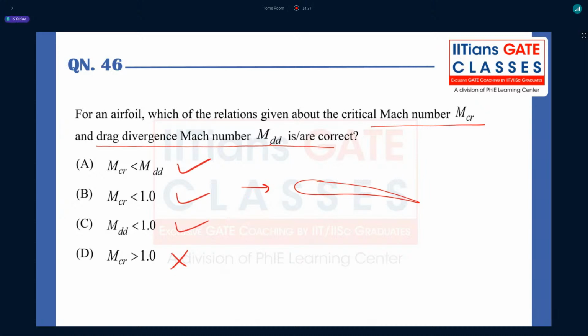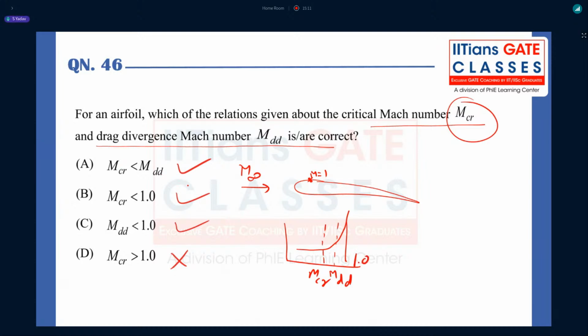M critical and MDD are nothing but the streamline Mach number at which, if there is a shock or the Mach number reaches 1 on the aerofoil somewhere, you call it M critical, and M drag divergence is the Mach number where your drag sharply starts to rise. Okay, this is MDD. So first M critical comes, then MDD comes, and then finally you have Mach 1.